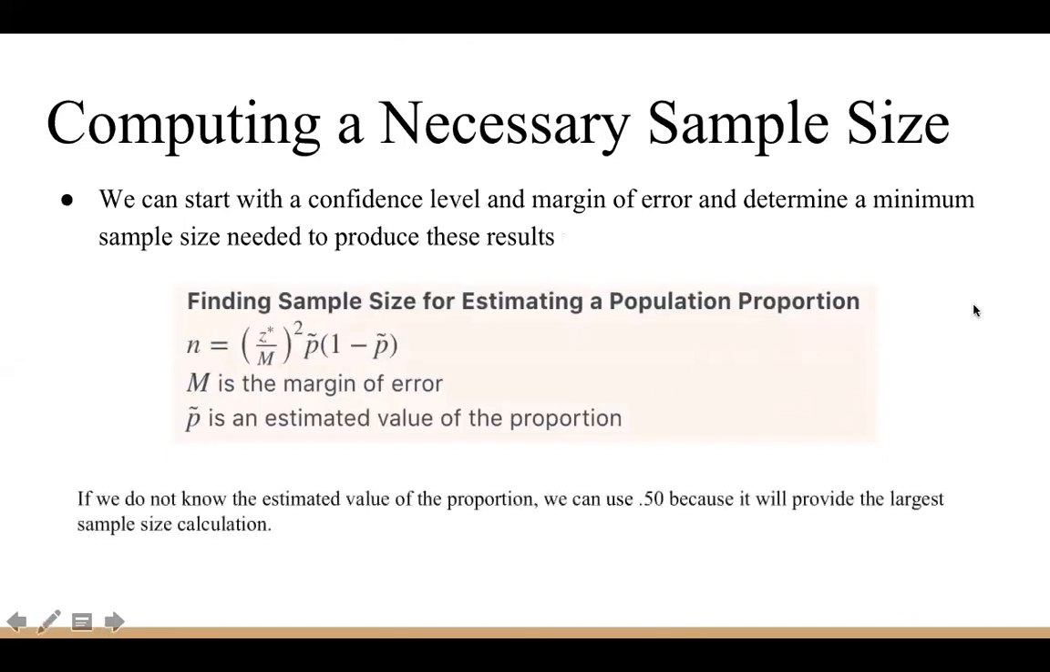If you don't know the estimated value of the proportion, which is given by the p with a little squiggly line over it, if you're not given that, you can use 0.50 because it will provide the largest sample size calculation. If you think about it, that's the widest proportion you can have there. So it will give you the minimum sample size, even if your actual estimated value of the proportion is less than that.